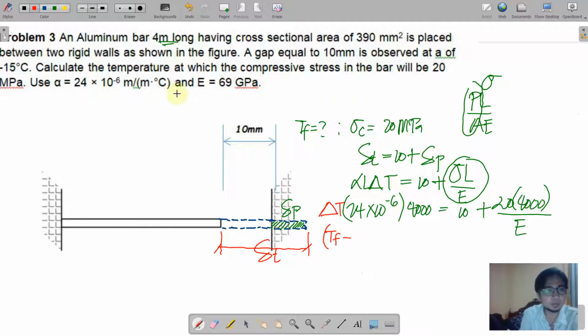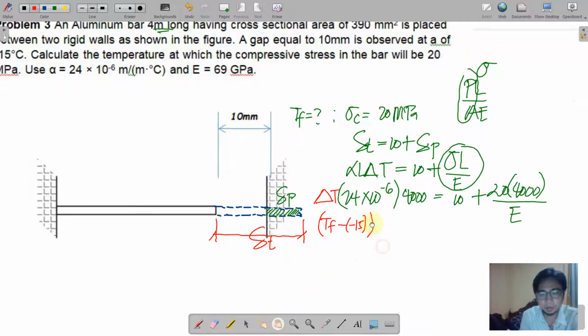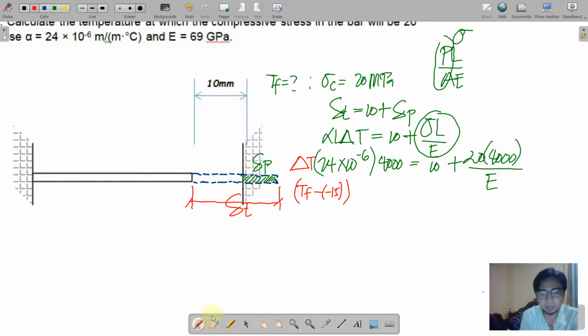So I think it is set to be negative 15 degrees. So of course, this negative indicates a freezing temperature. Okay, so you must have to carry that negative sign into the equation. So we just copy 4,000 is equal to 10 plus 20 times 4,000.